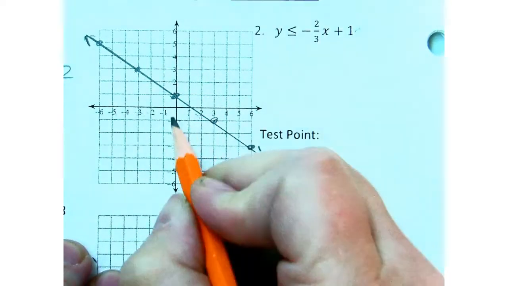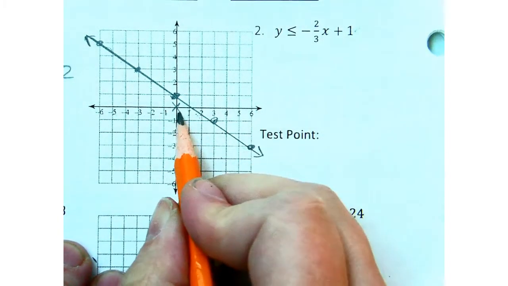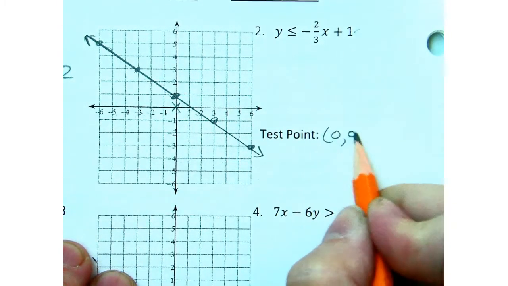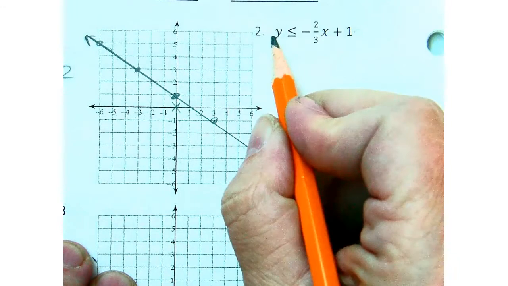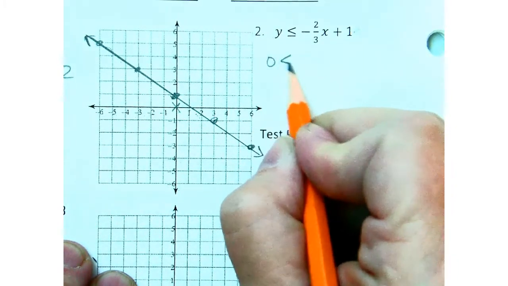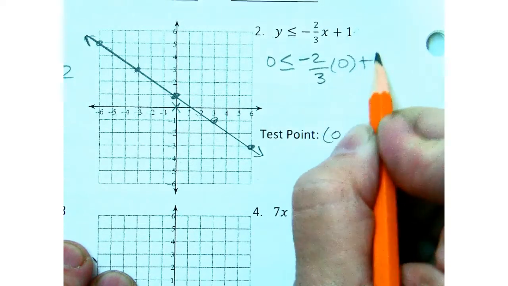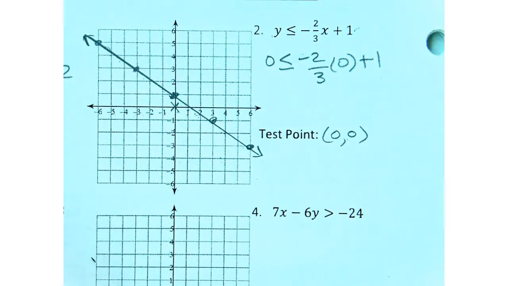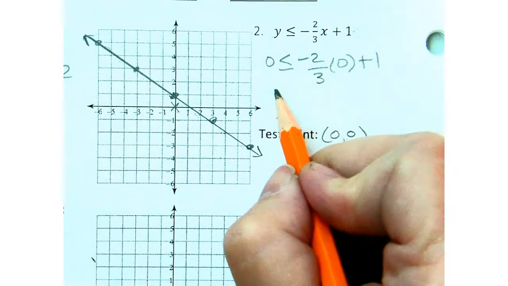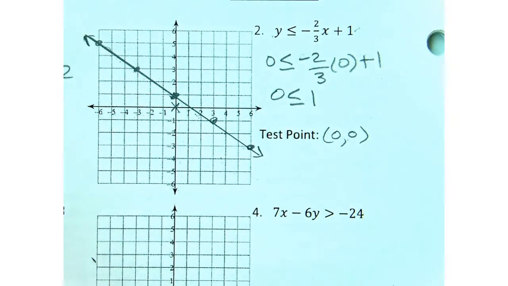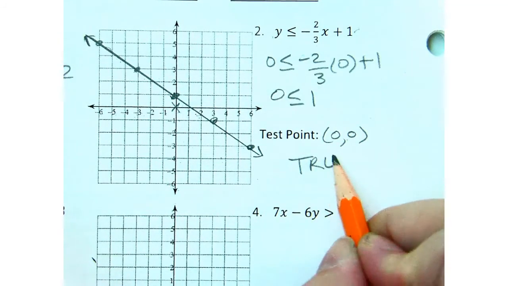Next, we need to test a point to discover which side to shade on. If this point 0, 0 is true, we will shade on the same side as it. If it is false, we will shade on the other side. Plug in 0, 0 into the equation. This gives us 0 is less than or equal to 1. This is a true statement. 0 is less than 1.